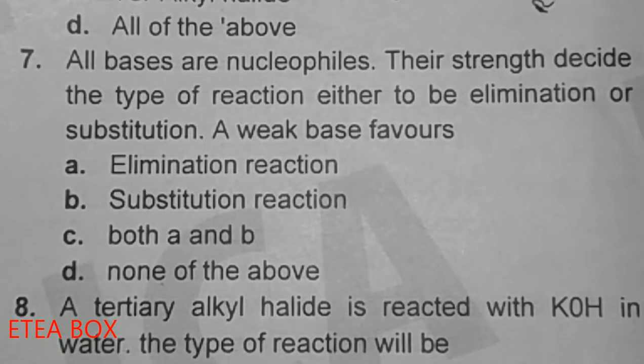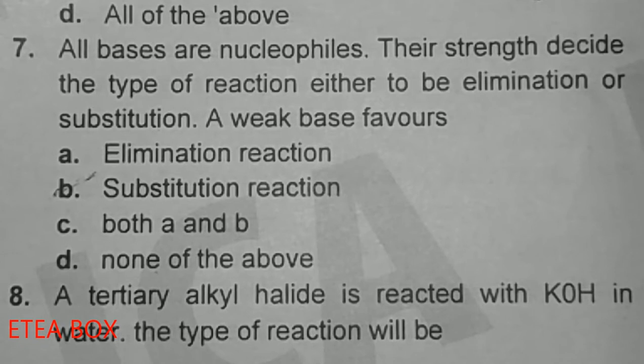All bases are nucleophiles. Their strength decides the type of reaction, either elimination or substitution. A weak base favors. Now let me tell you that a base always attacks the hydrogen. But in the case of a weak base, what happens? This weak base doesn't have the ability to attract the hydrogen atom toward itself, or the power to separate the hydrogen atom from the carbon and react with it. So finally a weak base attaches to the carbon atom and acts as a nucleophile, and the substitution reaction occurs in this case.